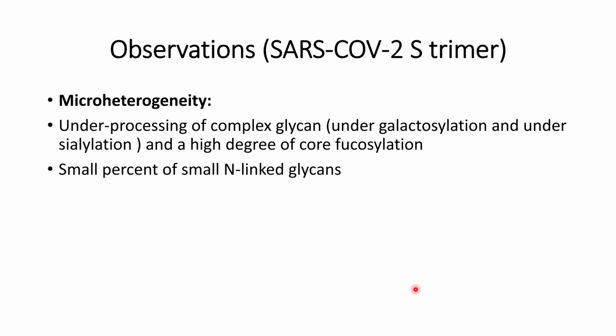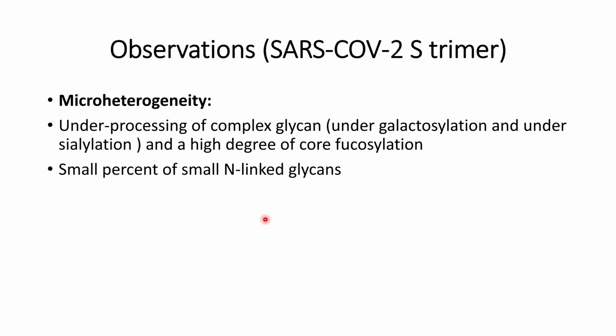And in order to understand the micro-heterogeneity of the SARS-CoV-2 S trimer, instead of treating the spike protein with a single protease, that is trypsin, they treated it with three different proteases so that they can have more peptides and better glycoprotein fragmentation to observe in the mass spectrometry.